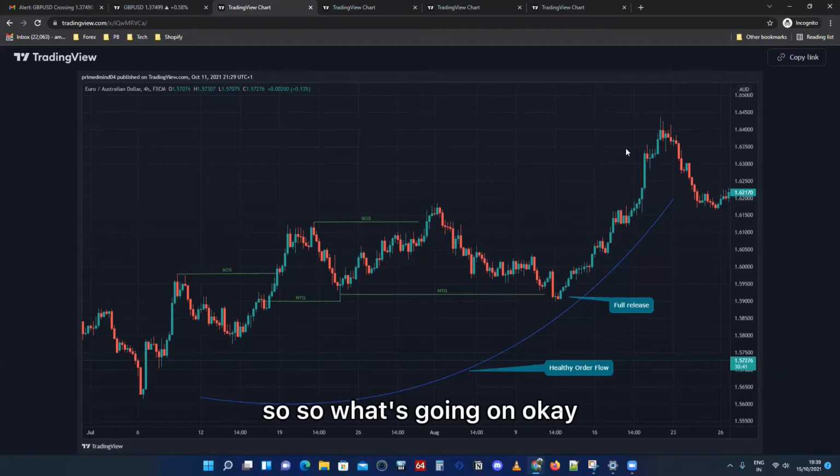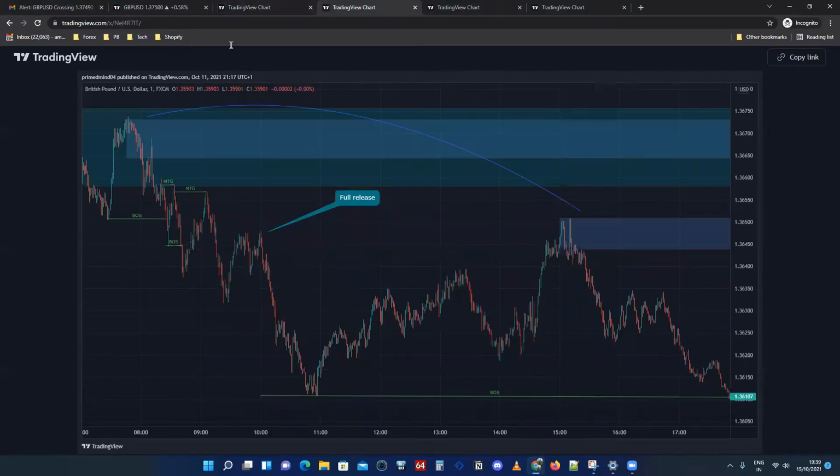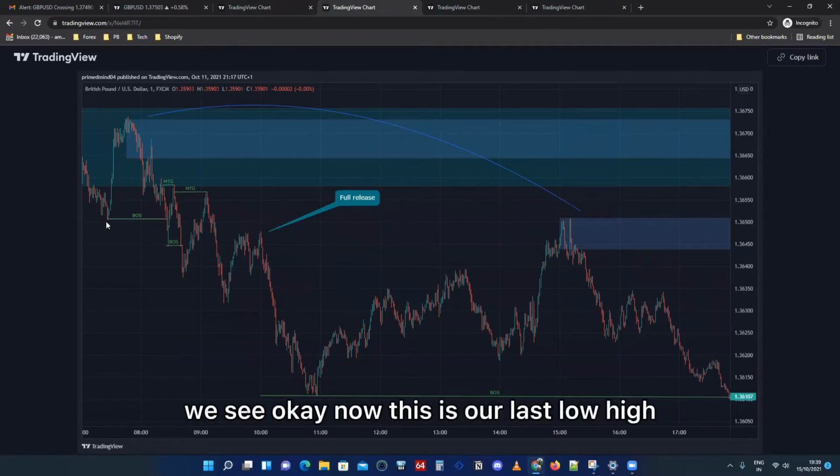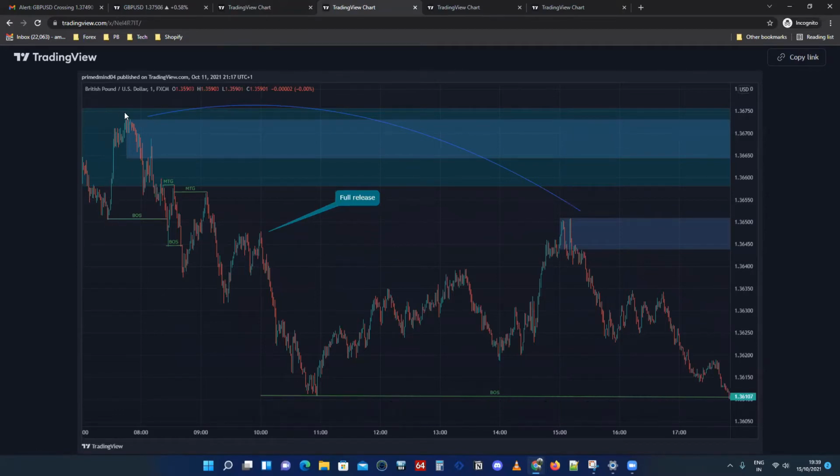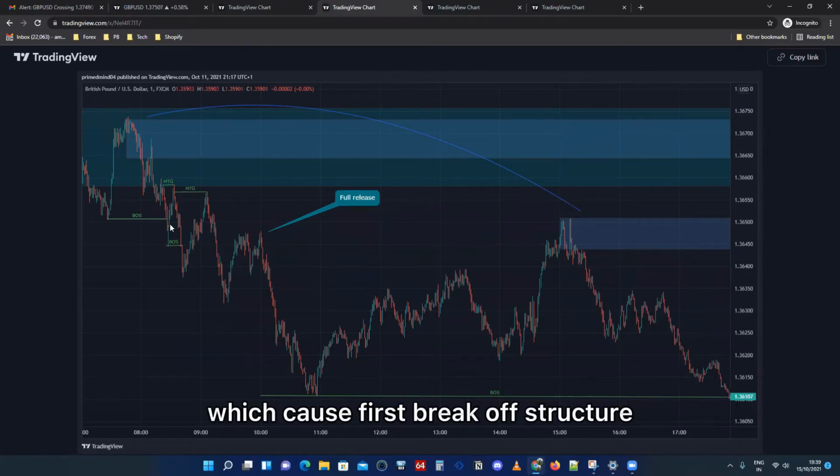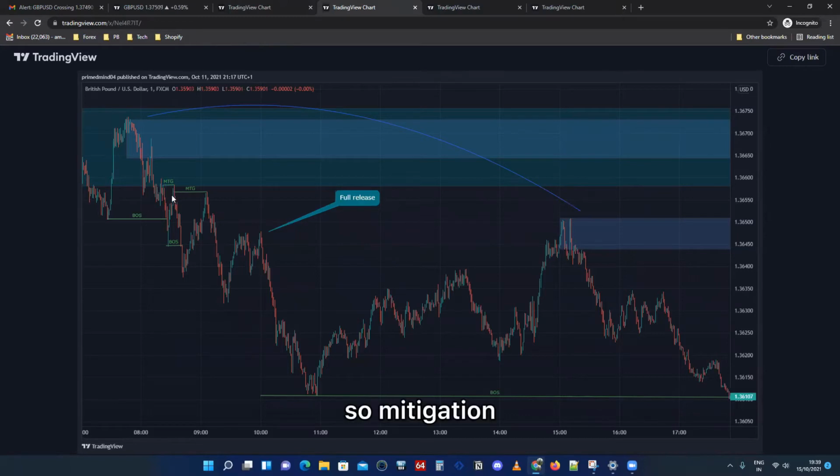For example, here is another example of healthy order flow. This is our point of interest. We see this last low-high, which caused the first break of structure. Where is it coming from? This is an order block. So mitigation, again break of structure, mitigation, then full release. You see what I mean?